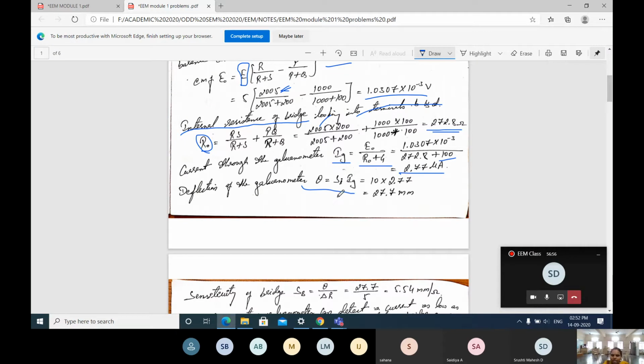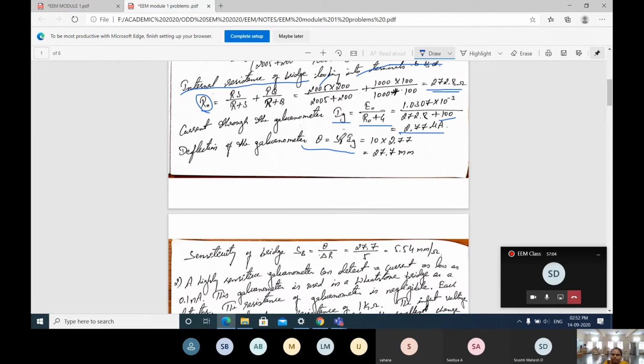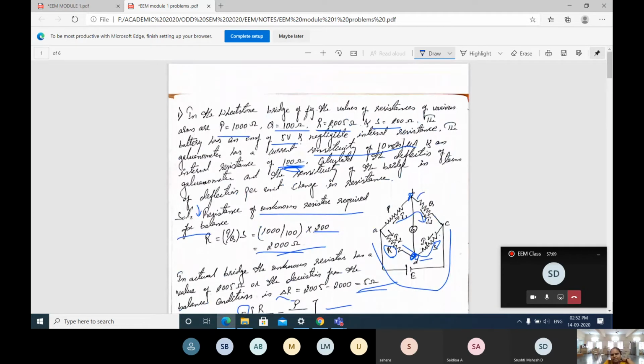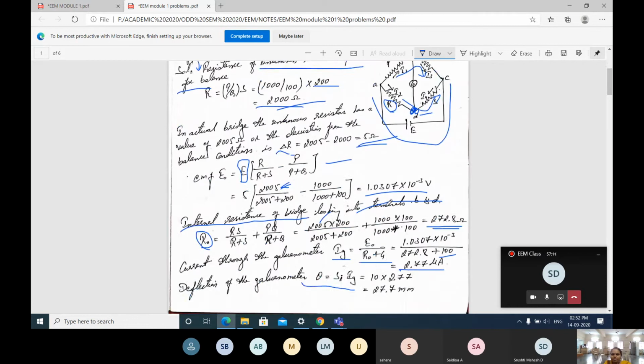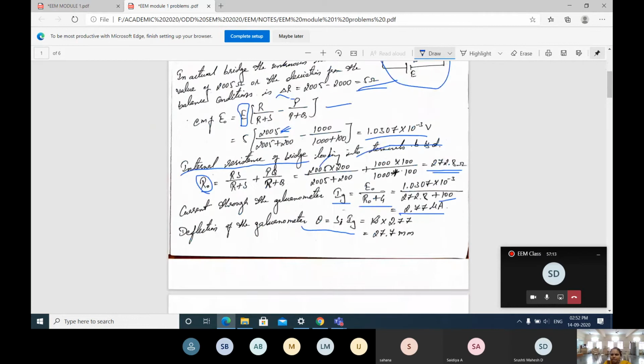Then the deflection theta is given as SI into IG. This is the current across the galvanometer. We don't know the deflection theta, so for that reason we take SI into IG. What is the SI? Here it is given as 10 millimeter per microamp. That's why it is taken as 10 into IG, which is 2.77. If you calculate, you will get 27.7 millimeter.